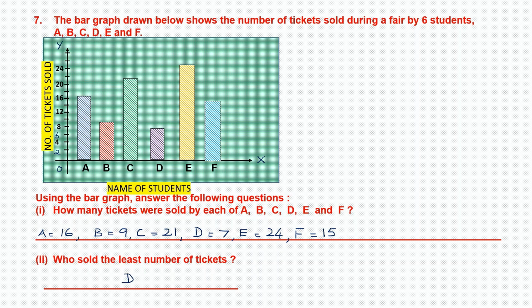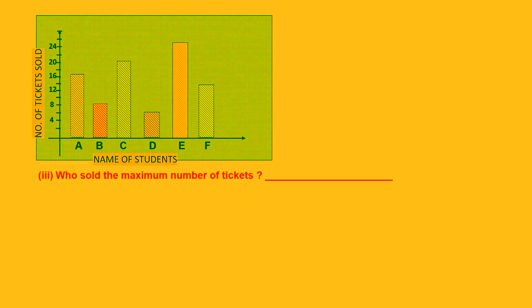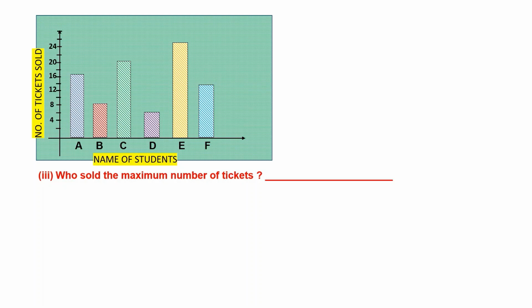Now we're going to continue the same bar graph question on the next page. Okay, so here we still have the same bar graph. Who sold the maximum number of tickets? As you can see here, the tallest bar is E. So E has sold the maximum number of tickets. So your answer is E.